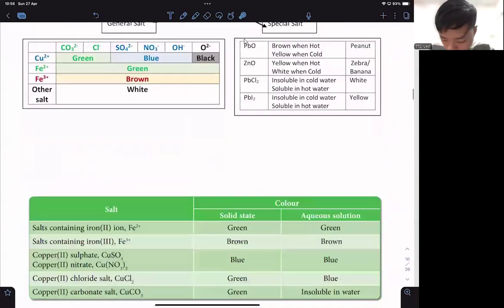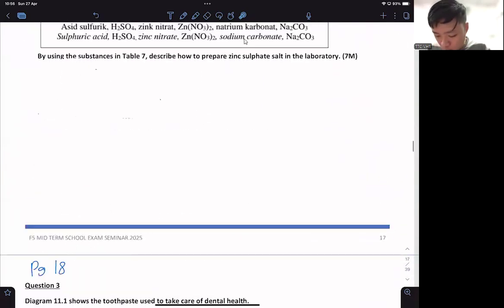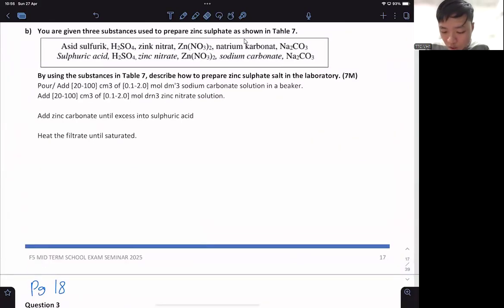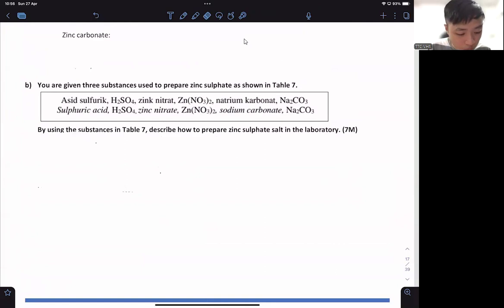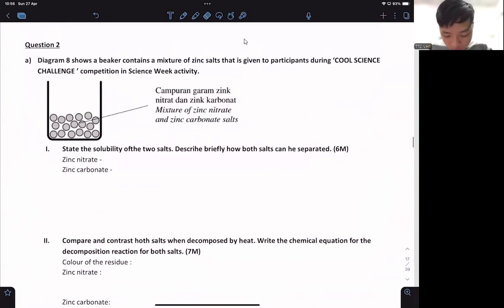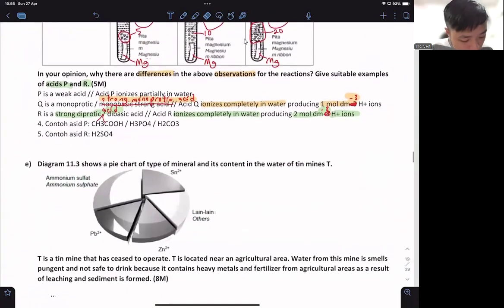Okay, so you move on to page 17 first. You write down, look at the page. Eh, is it this one? Or do I have a better one?